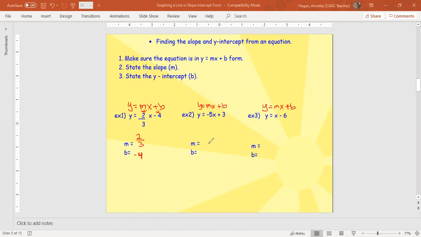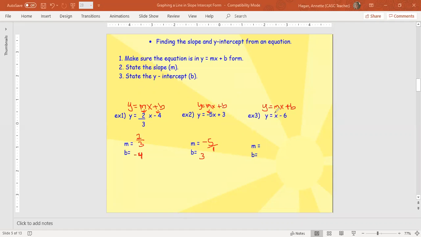So for number 2, we got that the M, or the slope, was -5. And if you needed to, you could say -5/1 because we know slope is rise over run. And B, the y-intercept, is 3, positive 3.